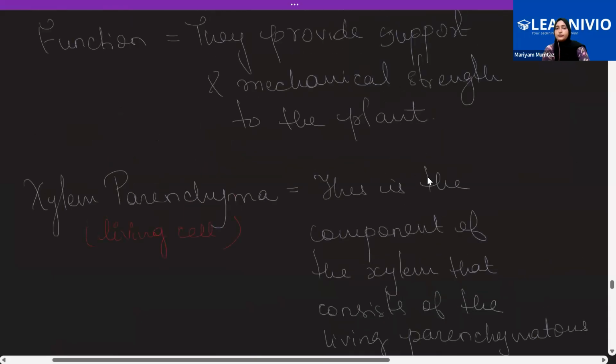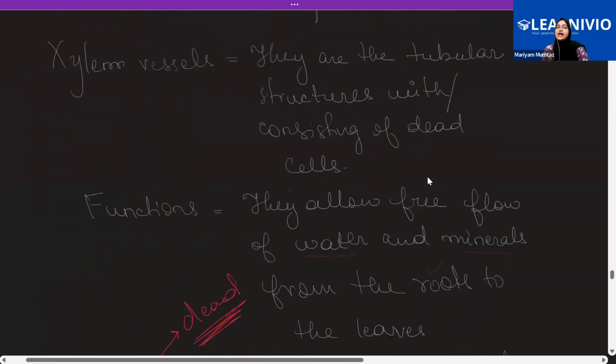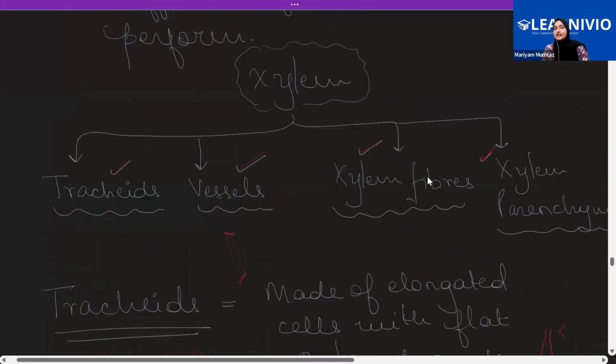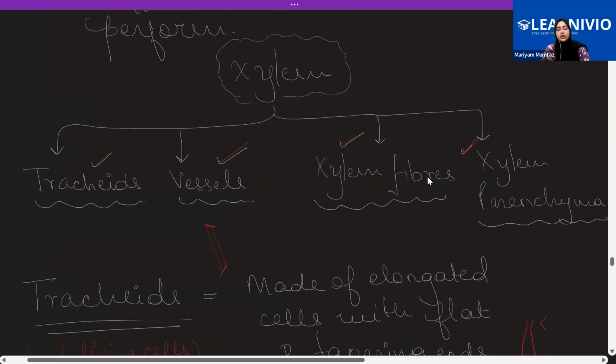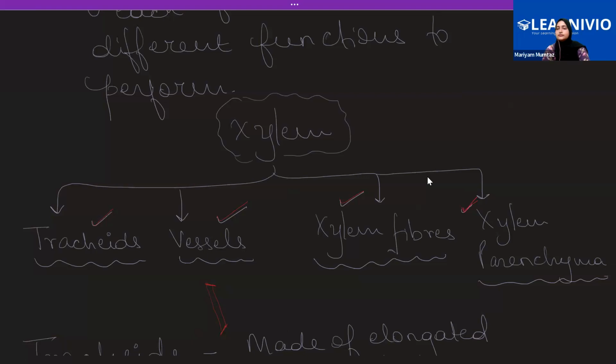So up until now, we have discussed the first type of the complex permanent tissue, that is the xylem. And xylem is called the conducting tissue or the vascular tissue. Is it clear to everyone? Does anyone have any doubts? Anything you want to ask? No, ma'am. Oh, very good.